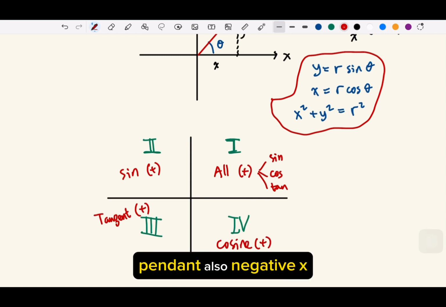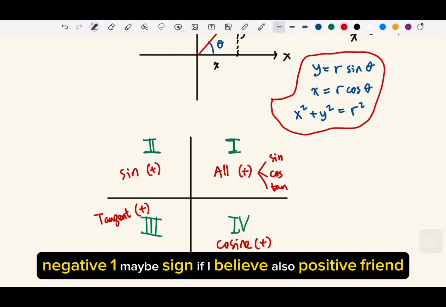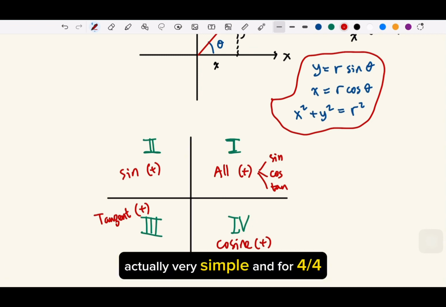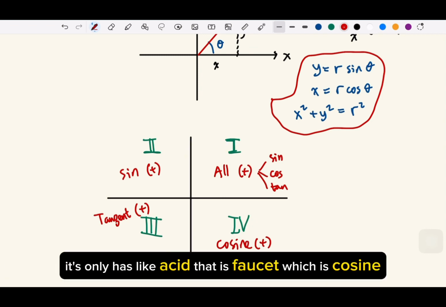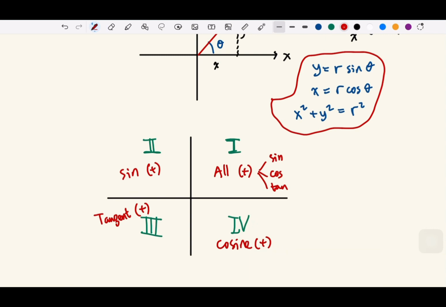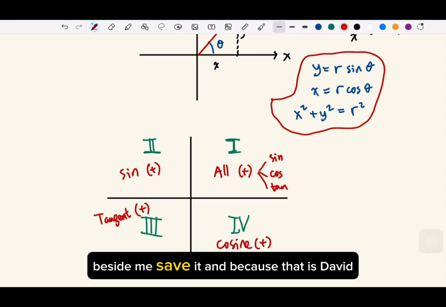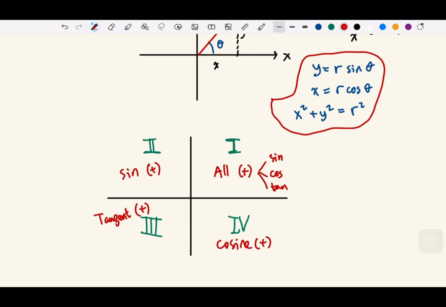Okay. Tangent positive: negative x, negative y. Negative sine divided by negative cosine is positive, right? So actually very simple. And the fourth quadrant only has x that is positive, which is cosine, right? The sine is negative, and a negative divided by a positive is negative. The tangent is negative, right? Easy, right?